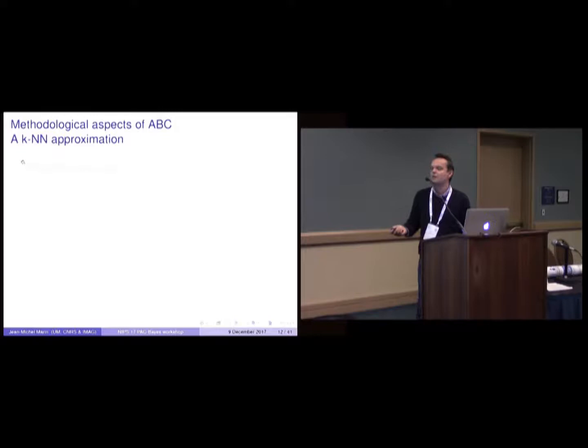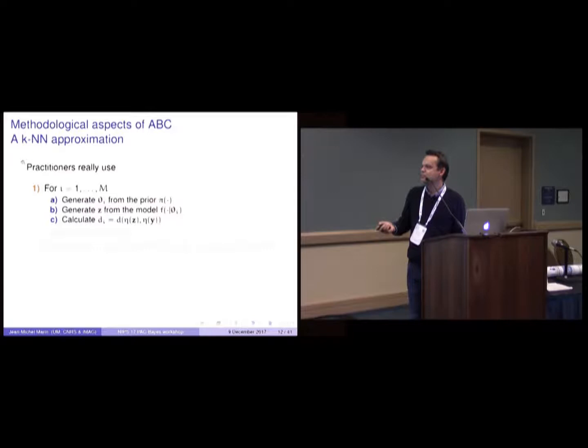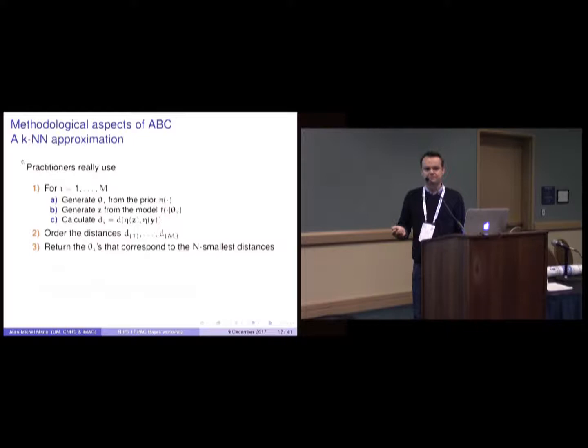Okay, in fact, practitioners do not fix any epsilon before running the simulation. They do this: they create what they call a reference table. So they simulate the value of theta using the prior, they simulate a pseudo observation using the model, and they calculate the distance. Then they order the distances, and they return the values of theta that correspond to the n smallest distances, okay? So capital N corresponds to a proportion of capital M simulations from the reference table.